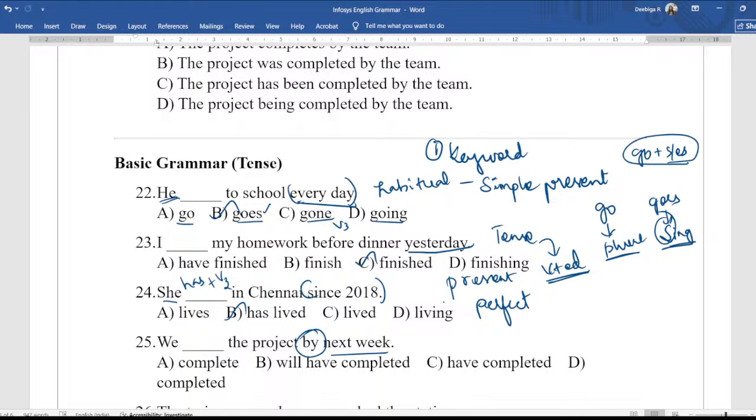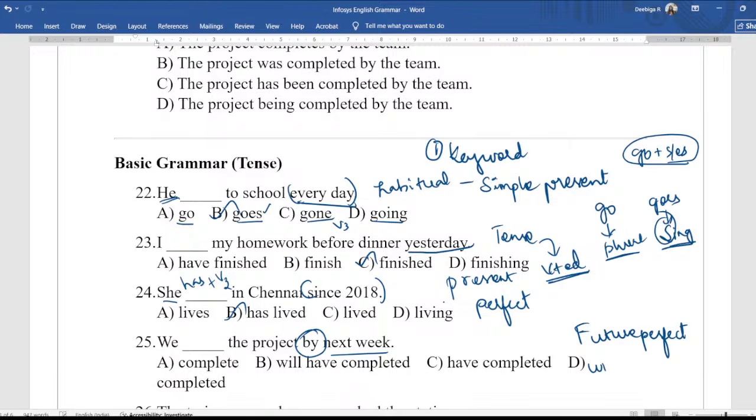and you're saying by next week we will have completed. So you don't know for sure if you would have completed this project by next week, but you are just imagining, but you are just trying to predict something, right, which has not happened yet. So under that case, you will use future perfect tense. Future perfect.